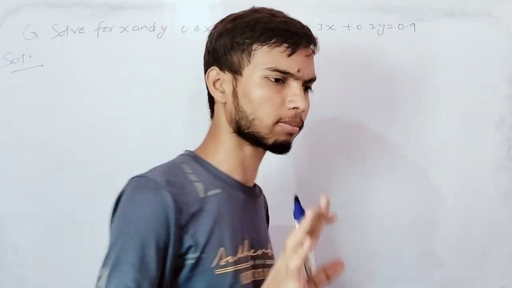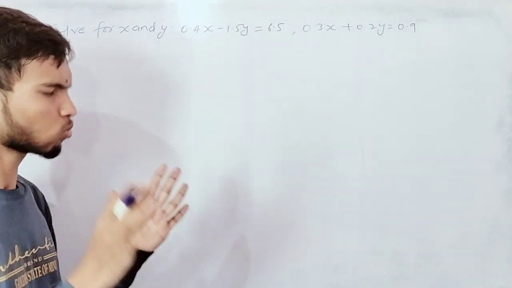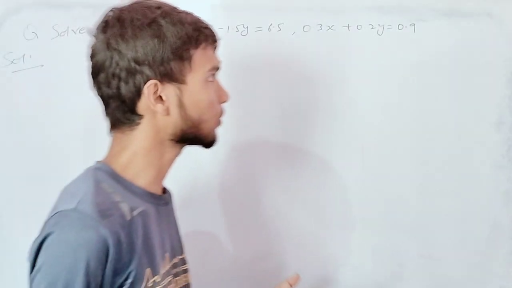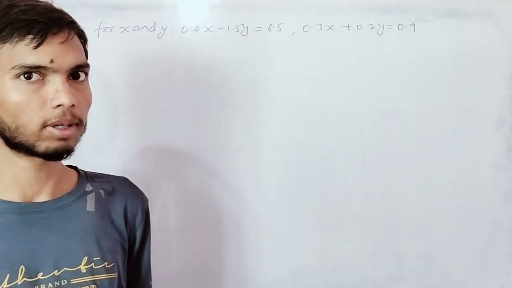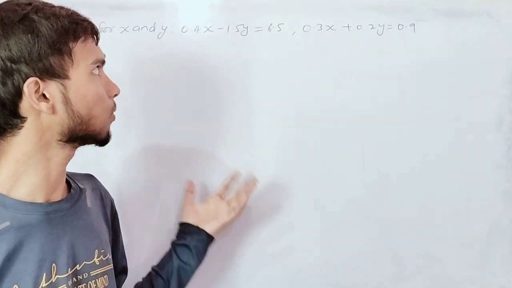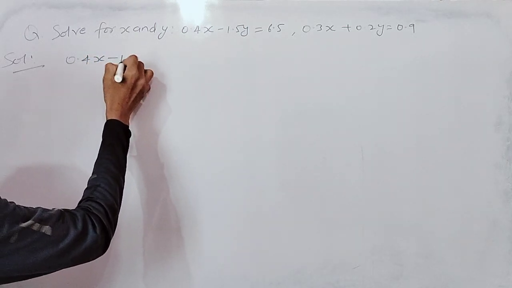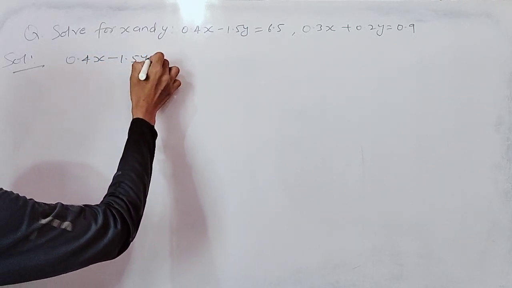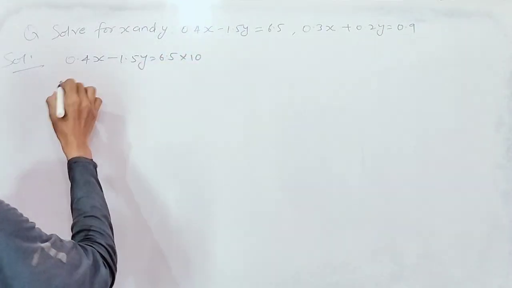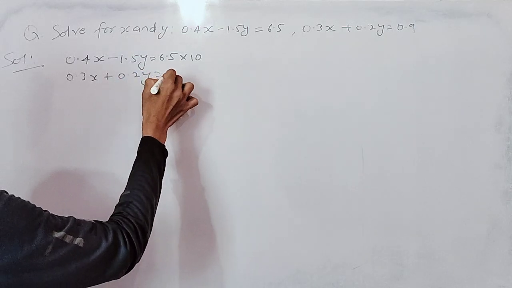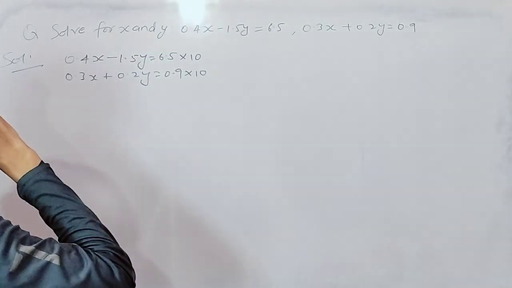We have to apply the same elimination method. We can see each term is in decimal. We can remove the decimals by multiplying. If you take the number 10, then 10 will remove all these decimals. So x minus 1.5y is equal to 6.5 multiplied by 10. Okay, 0.3x plus 0.2y is equal to 0.9 multiplied by 10. Clear?